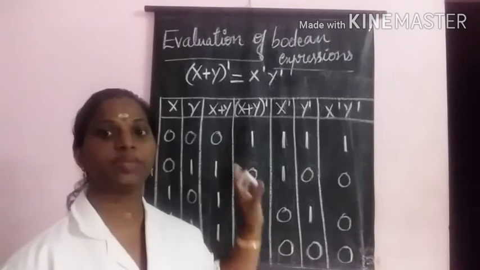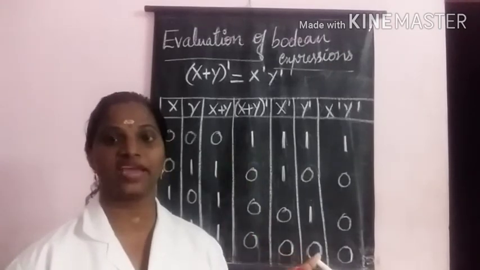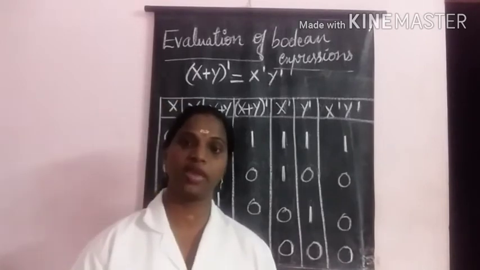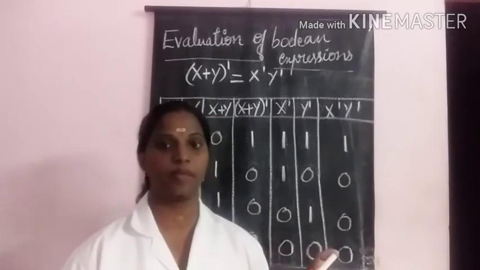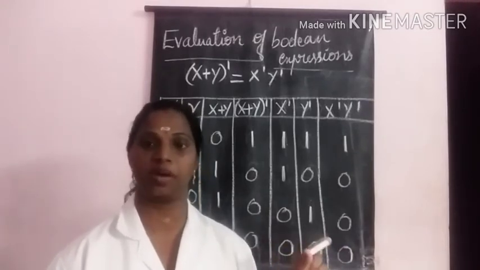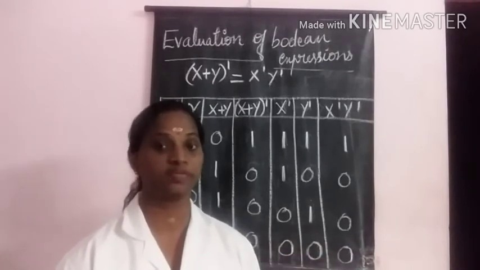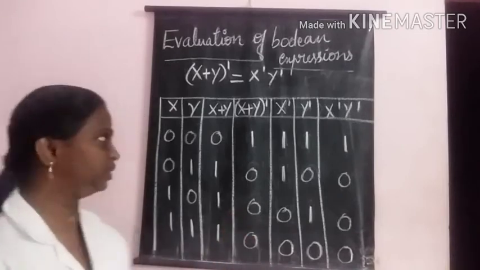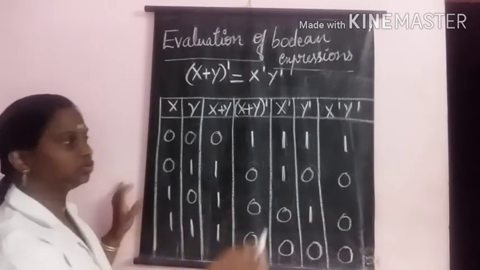Listen to this question. X plus y all dash is equal to x dash y dash. That is, x plus y complement is equal to x complement and y complement. Or you can say that x plus y all bar is equal to x bar y bar. All are the same. Now I will explain how to do this.